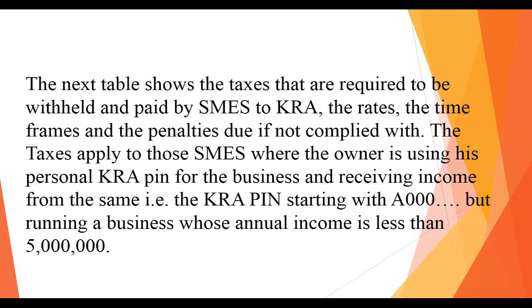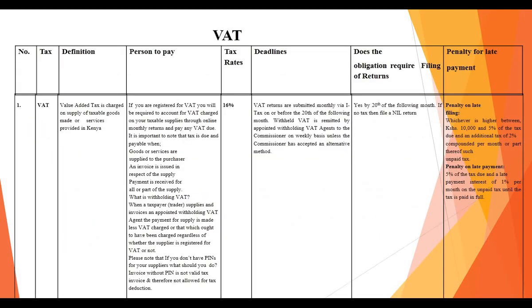Now, the first one is VAT. VAT is the value added tax, which is charged on supply of taxable goods or services provided in Kenya. I will not go into the details of person to pay and the deadlines, but I'll just talk about the penalties. The penalty is either 10,000 if you don't file or pay, or 5% of the tax due, and there's a 2% compounding per month. The penalty for late payment is 5% of the tax due. I will not go into details. You just have time to read in the comment section once you print the download.